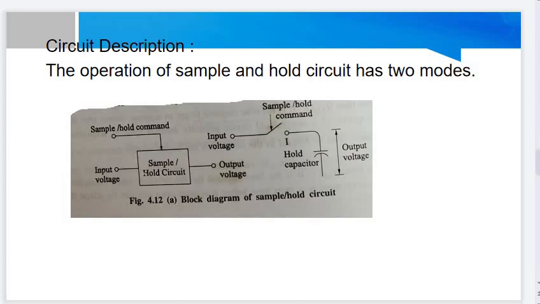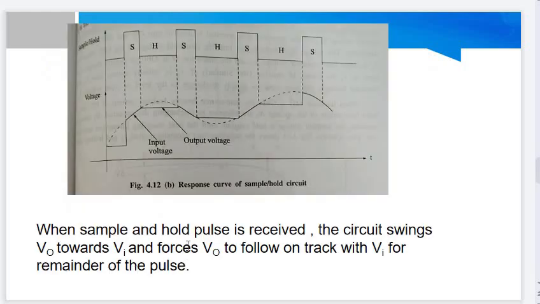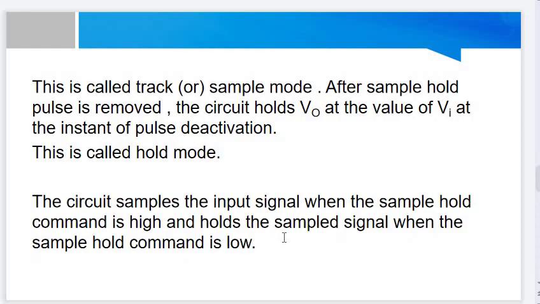Circuit description. The operation of a sample and hold circuit has two modes. One is sample mode and the second one is hold mode. When the sample and hold pulse is received, the circuit swings V0 towards VI and forces the output to follow or track the input for the remainder of the pulse. This is called a track or sample mode.